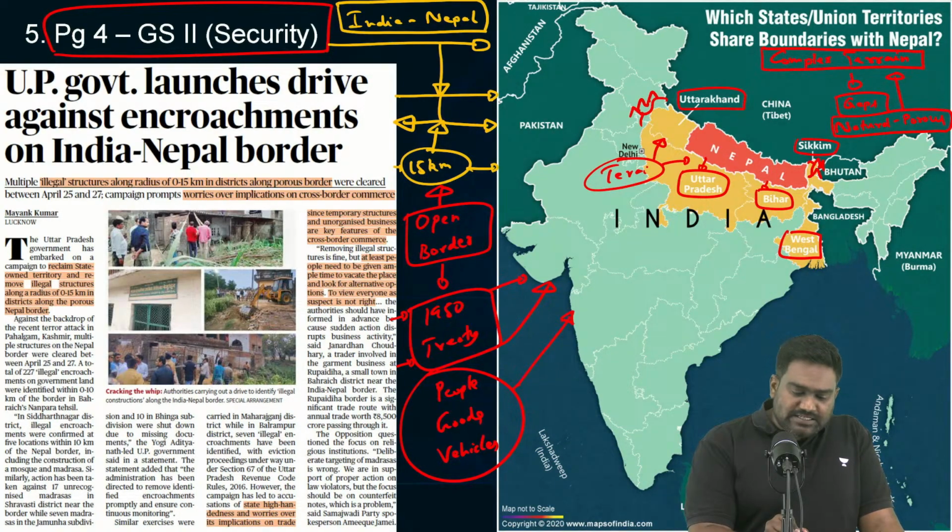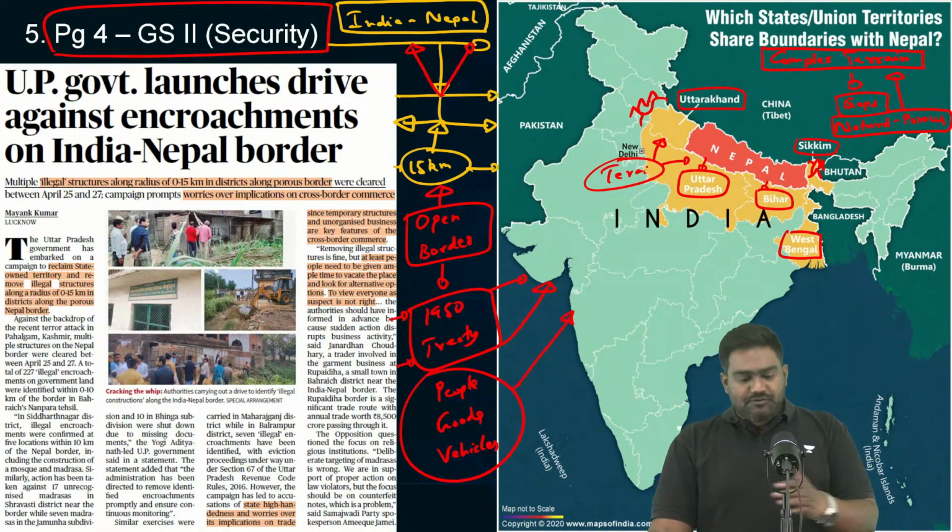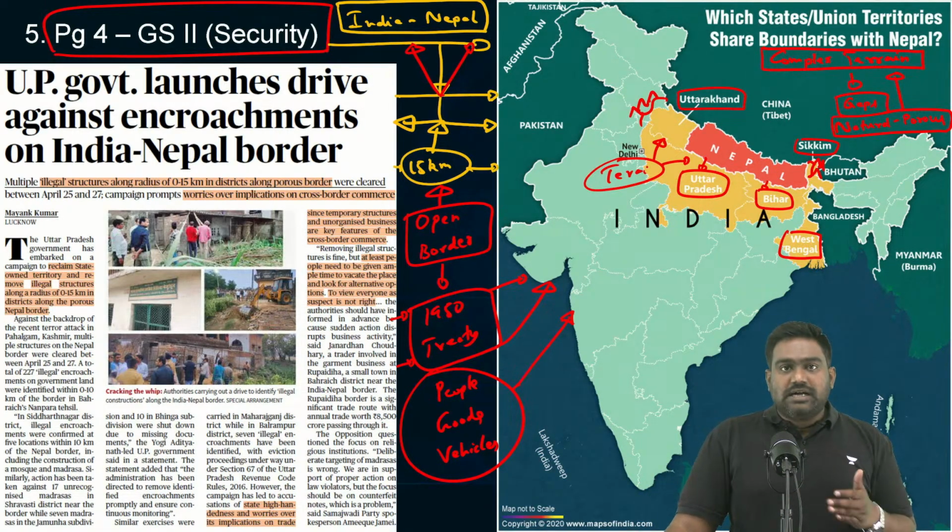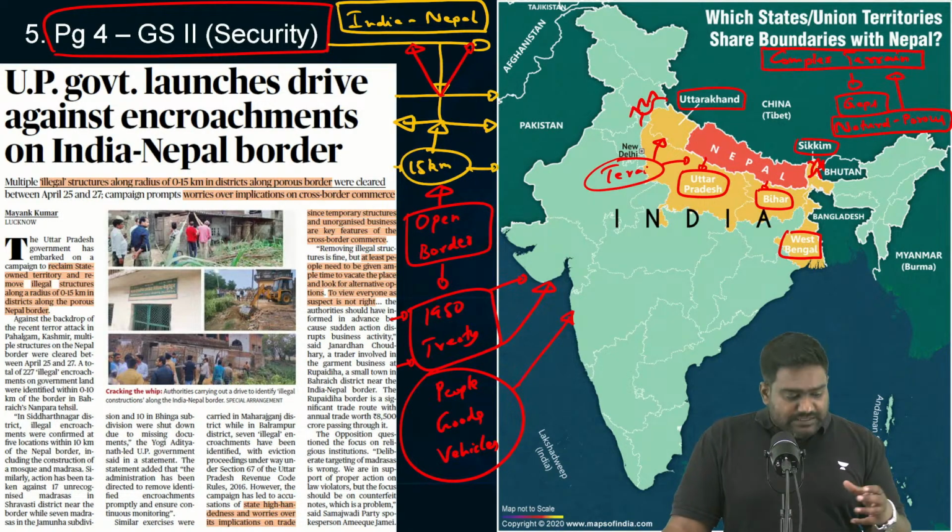So it's in this context that the UP government has taken up this measure to clear the encroachments within 15 kilometers of the border. But however, local traders, local people, and experts are warning that this could have a detrimental impact. When you don't give enough time to the local people, right?